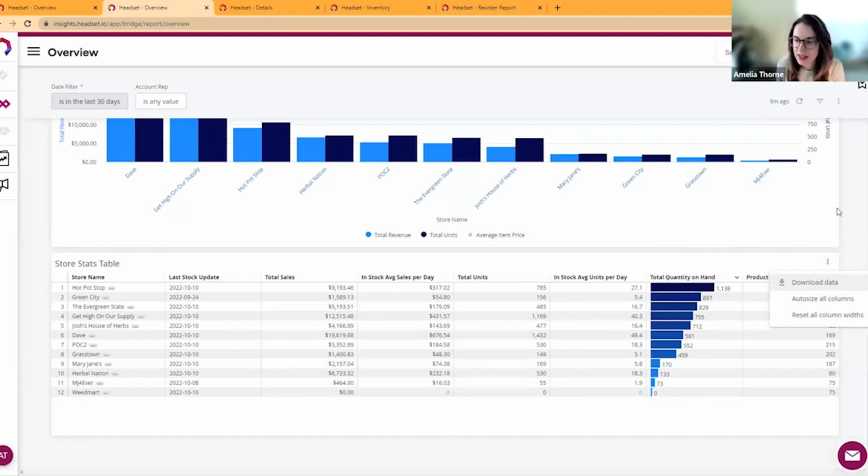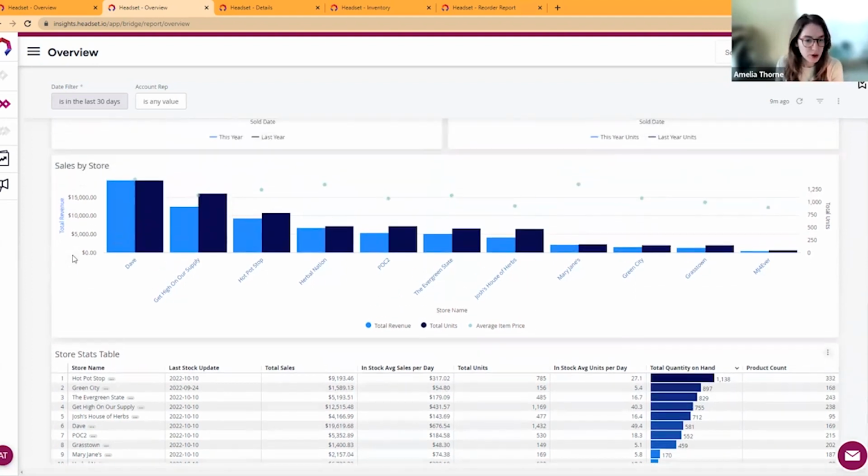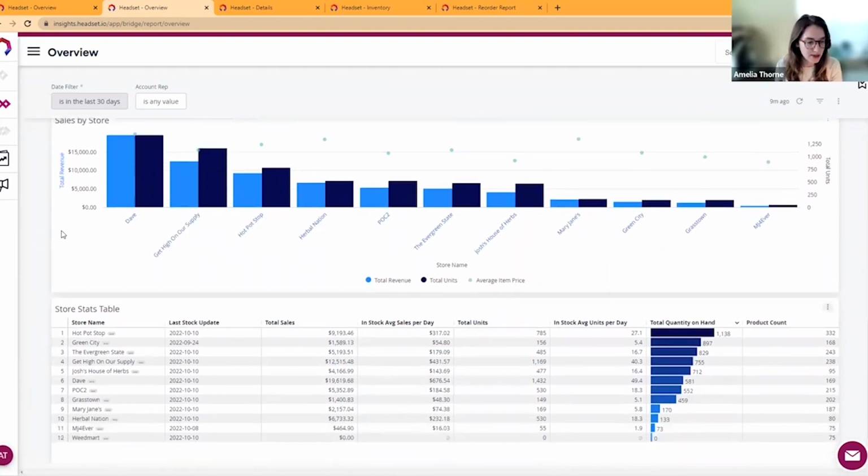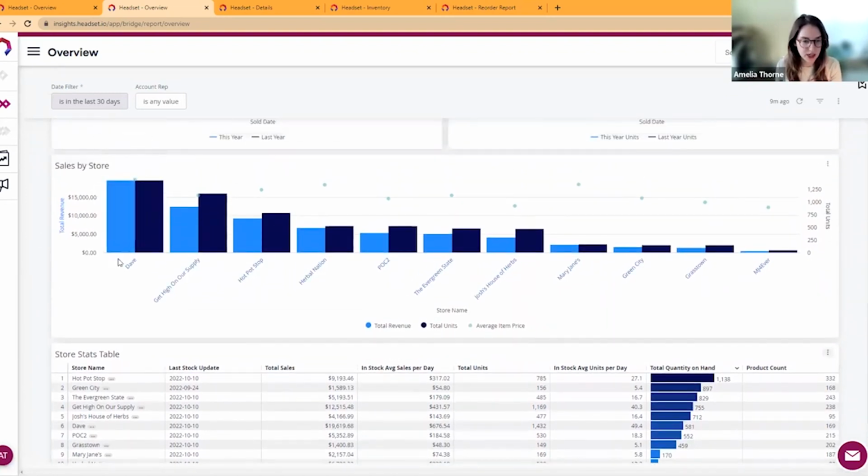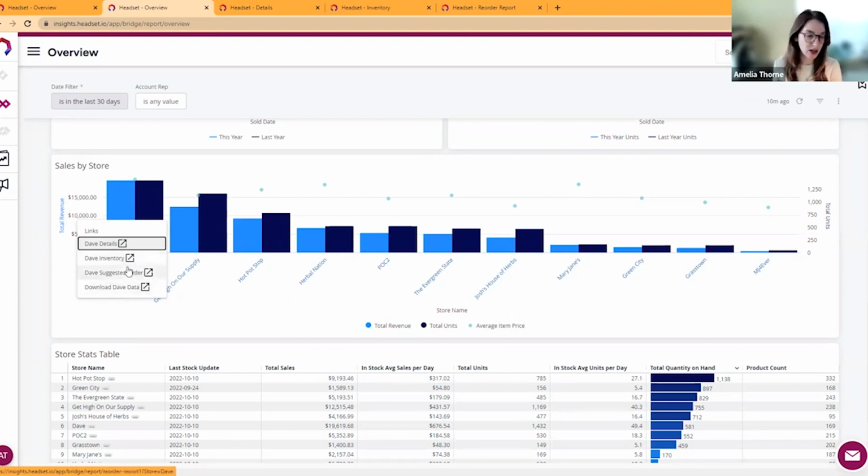Moving on from overview, hopefully this is pretty self-explanatory. I definitely recommend clicking around into each of the graphs. You might be able to bring up some pop-up tables with more info. For example, if I click into Dave, we can go to Dave details, Dave inventory, suggested order, data download, lots of different places you can go within the application to find more details about this particular store.